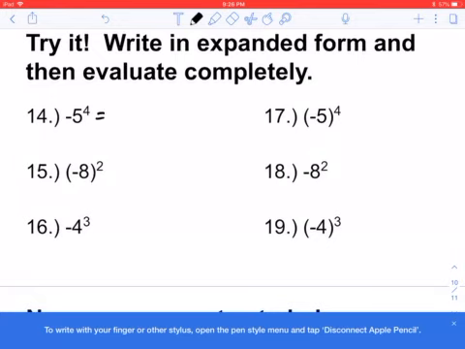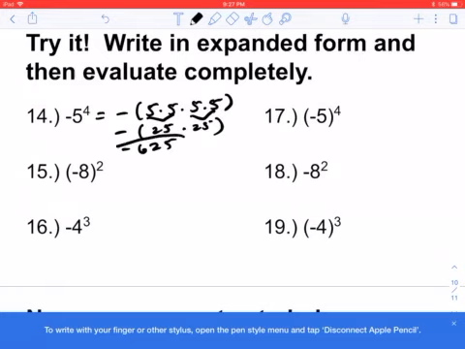Okay, here's the first one. So that negative is not in parentheses, so the negative is out in front, and it's 5 times 5 times 5 times 5. So it's negative of 25 times 25, which I just happen to remember comes out to 625. So negative 625 is what you get for that.